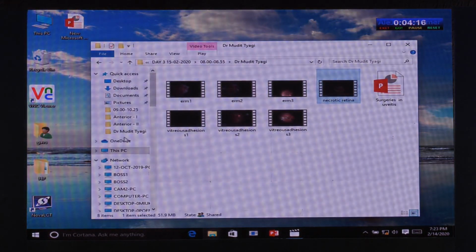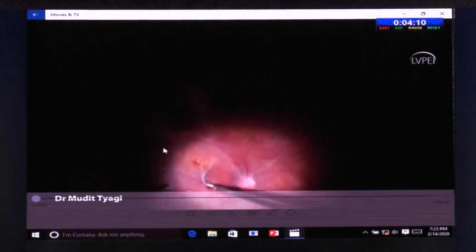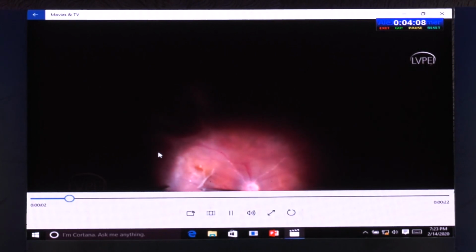When it comes to doing a laser in these cases, that is another problem. The fact is that your laser has to be done in the area of healthy retina.